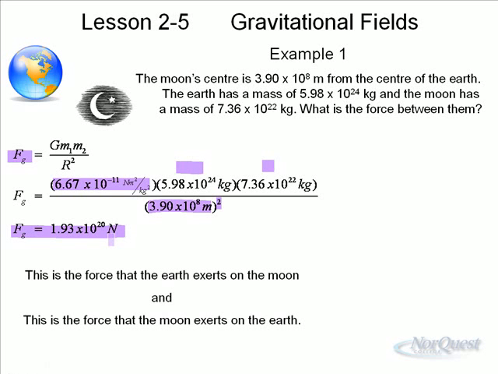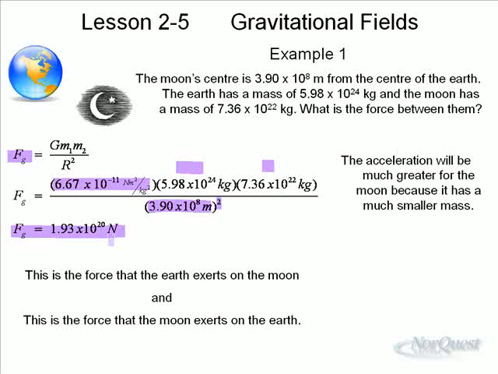And of course, this is the force that the Earth exerts on the Moon. It's also the force that the Moon exerts on the Earth. Remember, Newton's third law says that every time there's a force, there's an equal and opposite force. And of course, the acceleration will be much greater for the Moon because it has a smaller mass. So that's why the Moon goes around the Earth rather than the Earth going around the Moon. And of course, since the forces are the same, a bigger mass gets a smaller acceleration. A smaller mass gets a bigger acceleration.